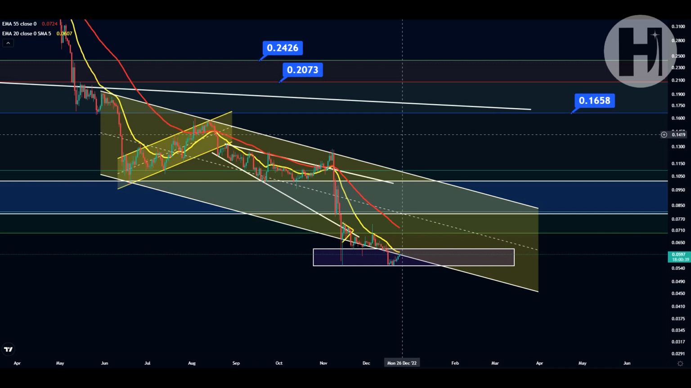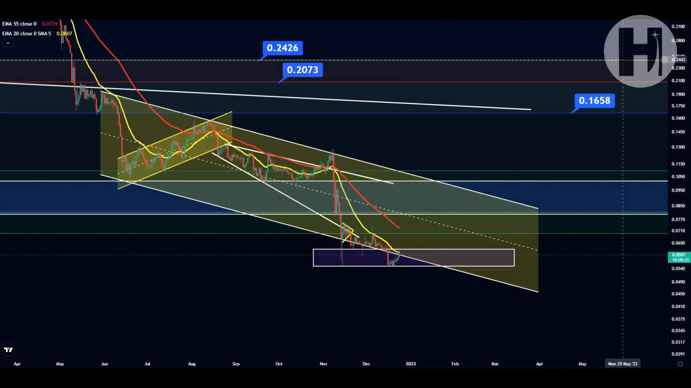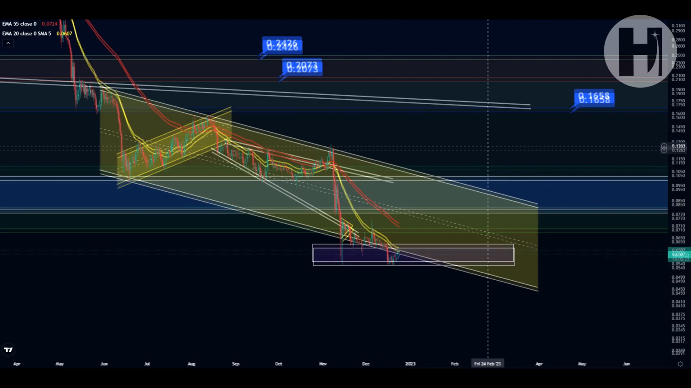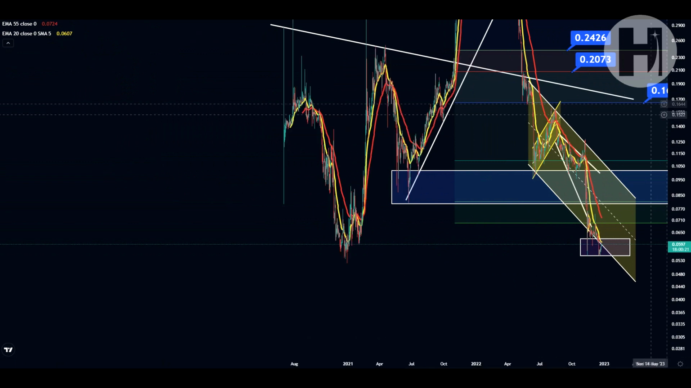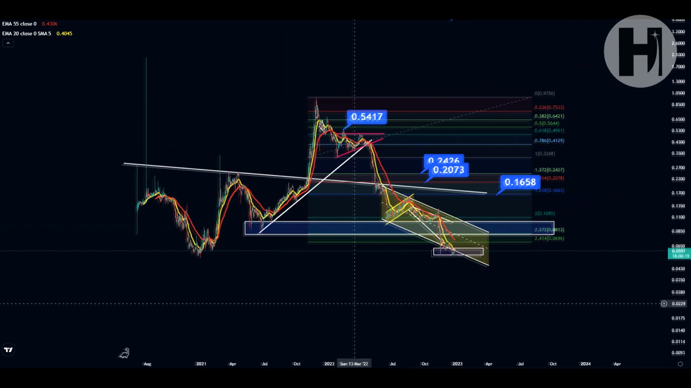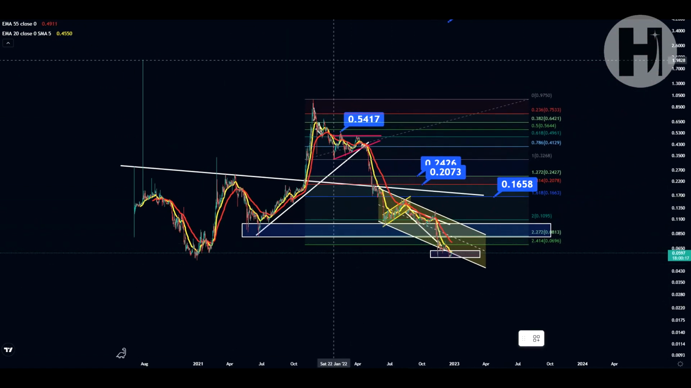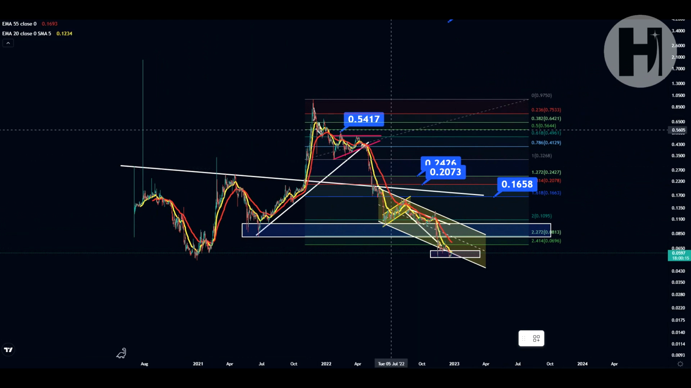And now we can jump into the charts. Now, taking a look at the daily chart, let's zoom out first of all, and I'm going to show you how I've set up the Fibonacci retracement. Usually I have the same Fibonacci retracements. I rarely change them, specifically the larger ones.